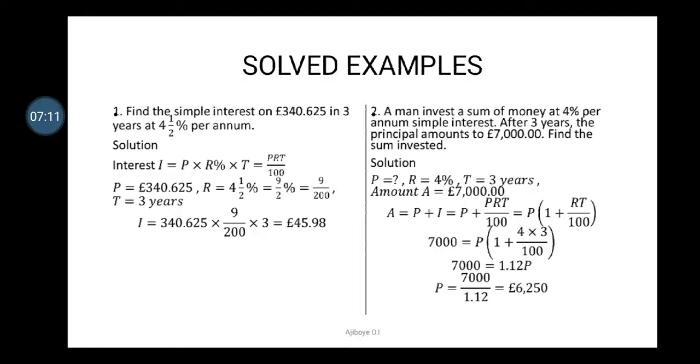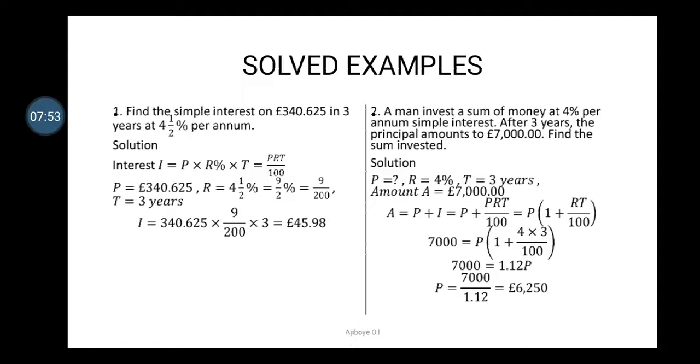We're told that after the simple interest has been added to the original invested amount, the amount after the interval is 7,000. So let's substitute all of that in the formula. A equals P plus I. That is, the amount is principal plus the simple interest, and the simple interest is PRT over 100. So if you factorize P, we have P open bracket 1 plus RT over 100.